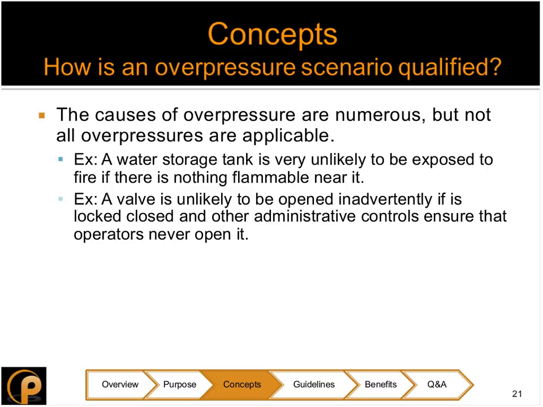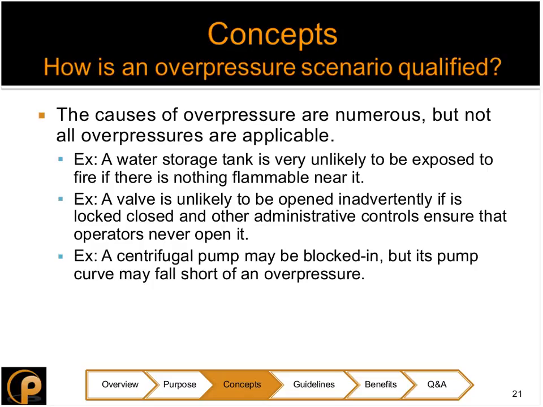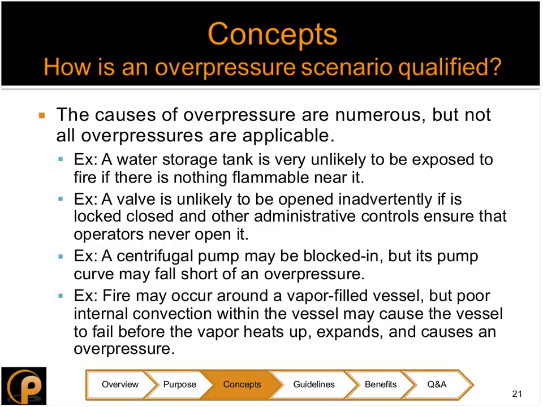Another example is a valve. It's unlikely to be opened inadvertently if it is locked closed, and other administrative controls ensure that operators never ever open it. Another example, you could have a centrifugal pump, which could be blocked in, but let's say that its pump curve falls short of causing an overpressure. So while you can block it in, that's not going to cause an overpressure. And another example, fire can occur around a vapor-filled vessel, but poor internal convection within the vessel may cause the vessel metal itself to fail before that vapor inside ever heats up, expands, and causes an overpressure.